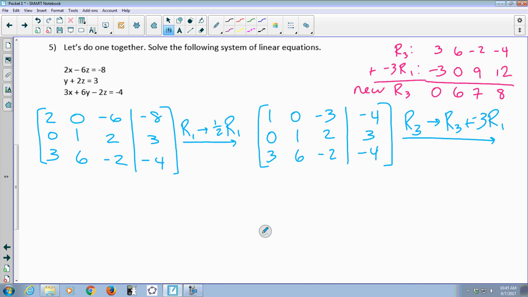All right, so I go to my next matrix. Row 1 is exactly the same as it was. Row 2 is exactly the same as it was. Row 3 is the only thing that changes. It's getting replaced with what I just calculated up there. So I have 1, 0, -3, -4, 0, 1, 2, 3. And then my new row 3 is 0, 6, 7, 8.